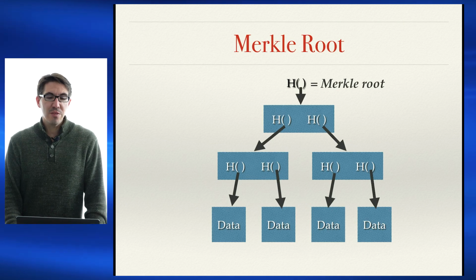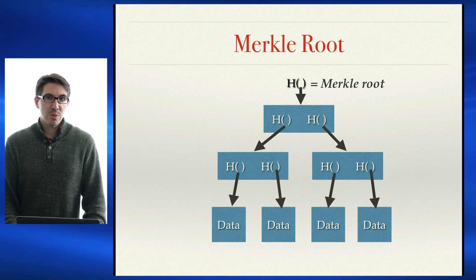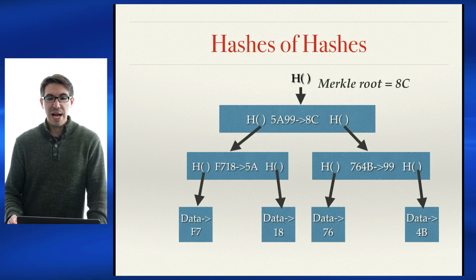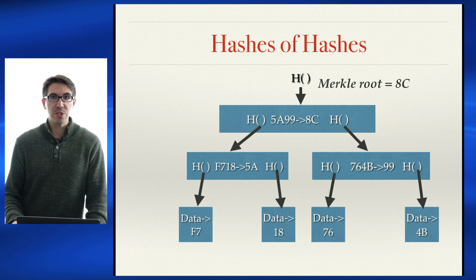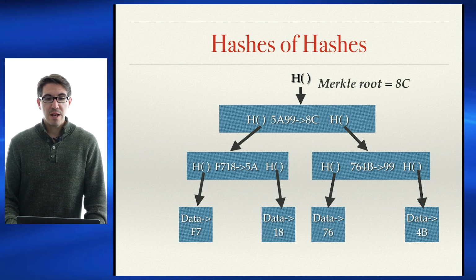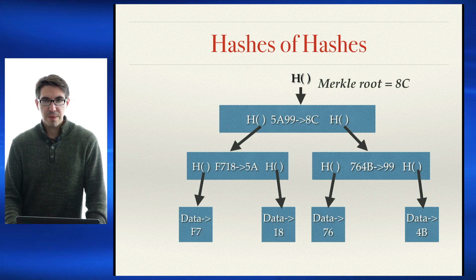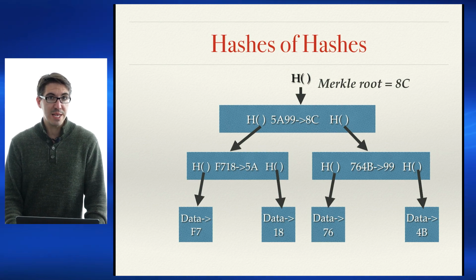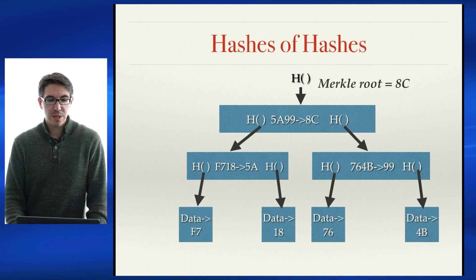If you take the hash of this entire tree, that is what's called the Merkle Root. So here, let's walk through an example of some data in a Merkle tree. I have a hash function, which in this case is only going to return a simple 256-bit hash value. So let's say my data at the nodes hashes to F7, 18, 76, and 4B. All of these are hexadecimal values.